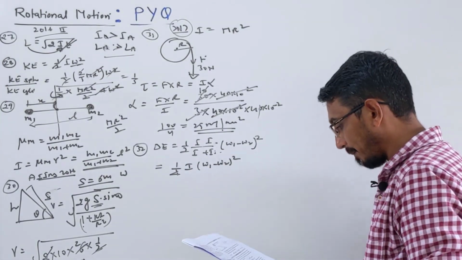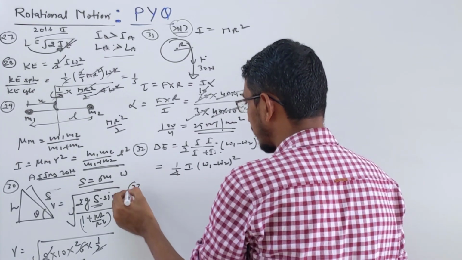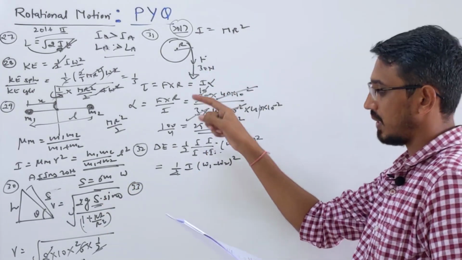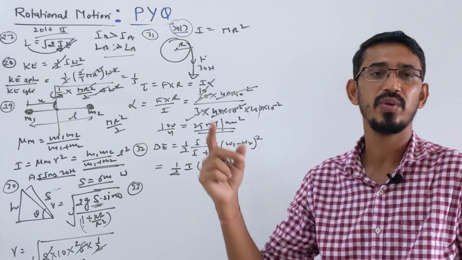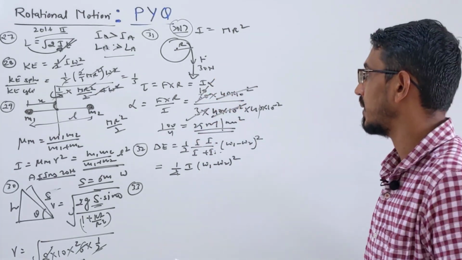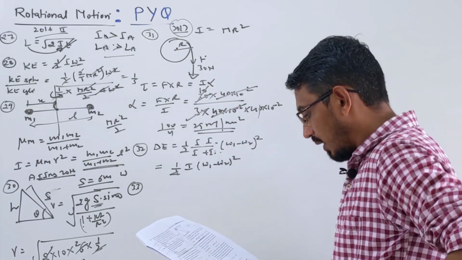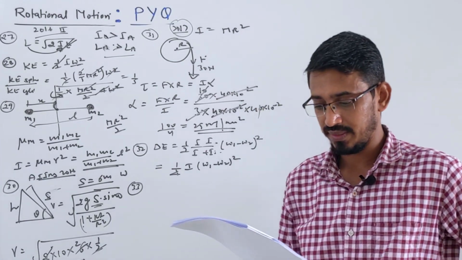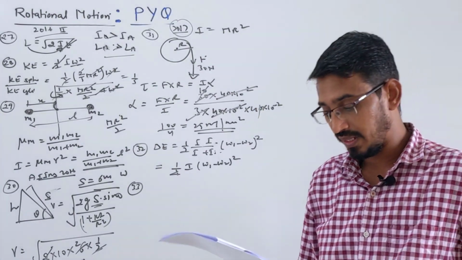Very simple question. Moving to question number 33 from the same year, 2017. Generally every year they ask 3 questions from this topic, rotation. This is a very important topic. Which of the following statements is correct? 4 statements are given and they are asking which is correct.